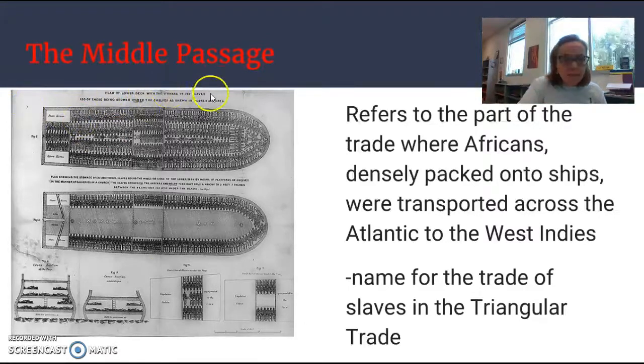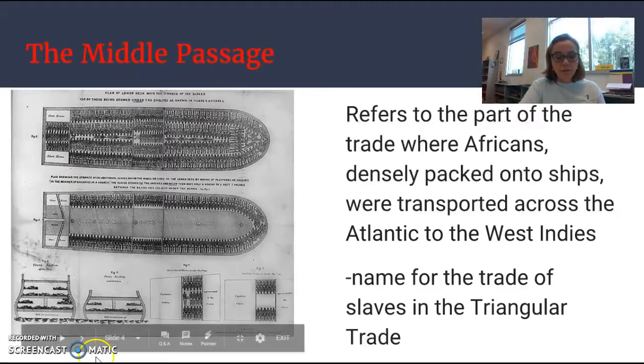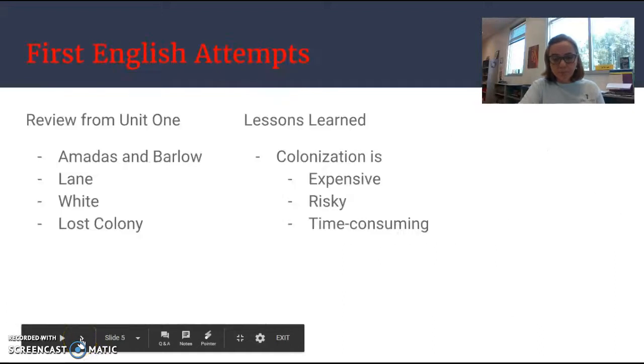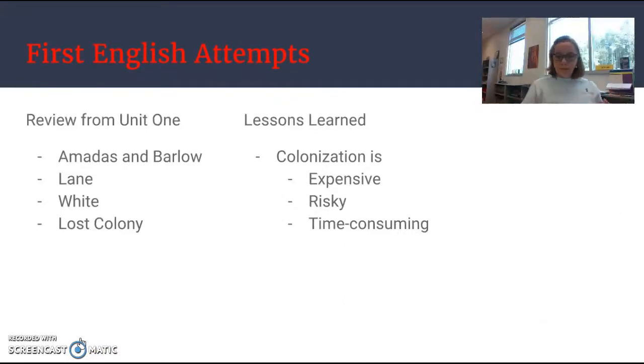So you see here it says at the top the lower deck would have had 292 slaves on it, right? So they were densely packed in these ships. Very poor conditions, and many, many Africans died on the way to the Americas due to the poor conditions that they were in. Okay, so some review from Unit 1.